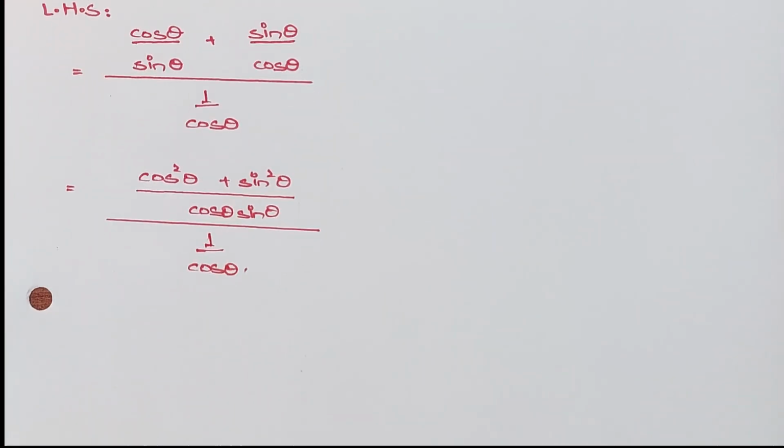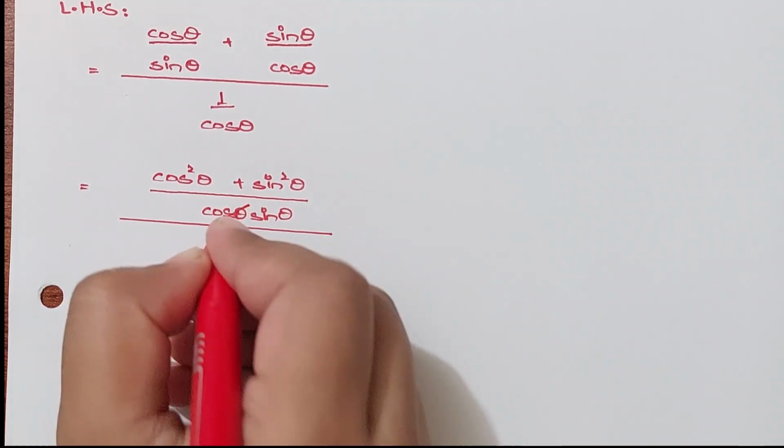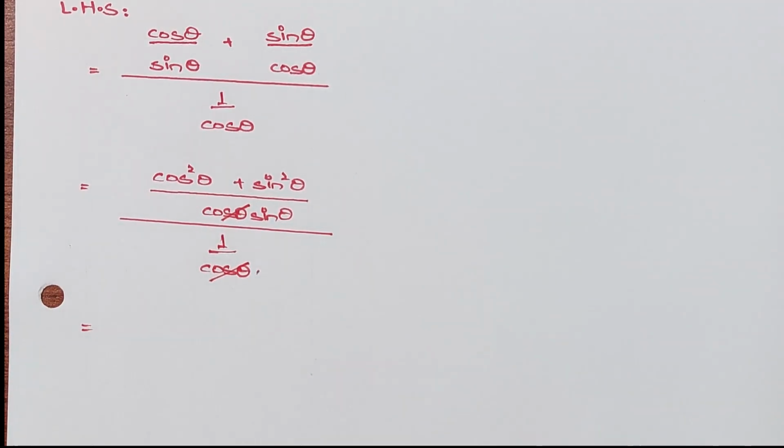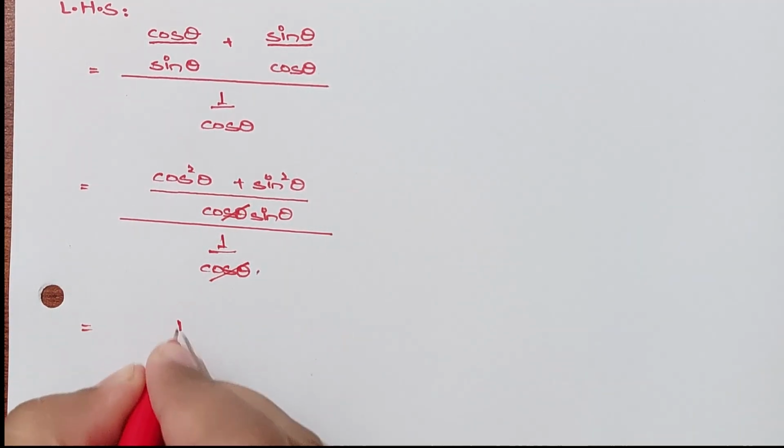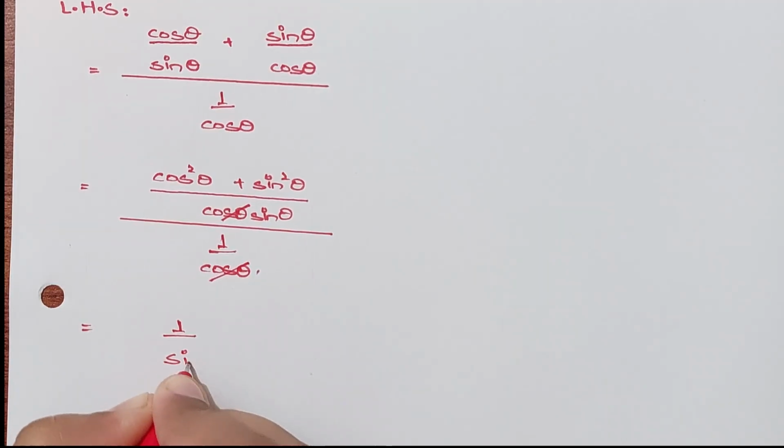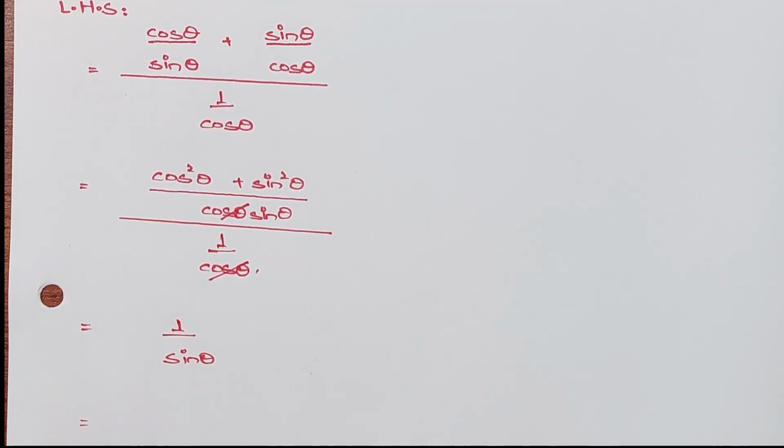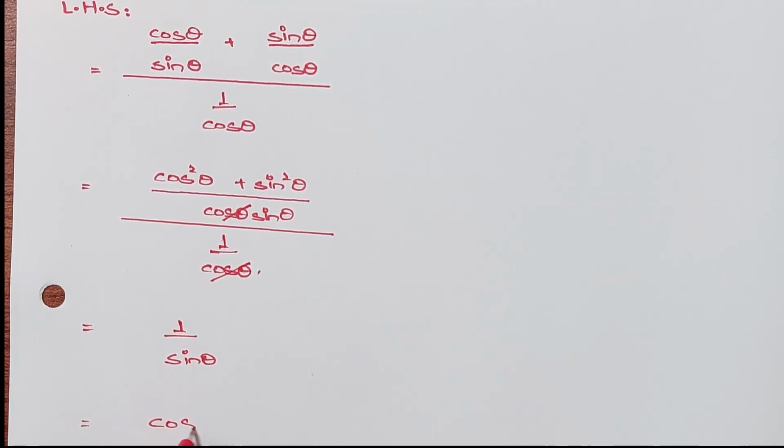Right. Now we can cancel this cos with this, and we are left with cos square theta plus sine square theta over sine theta, which is just 1 over sine theta, and 1 over sine theta is the reciprocal of sine, which is cosecant theta. This is equal to my right hand side. Proved.